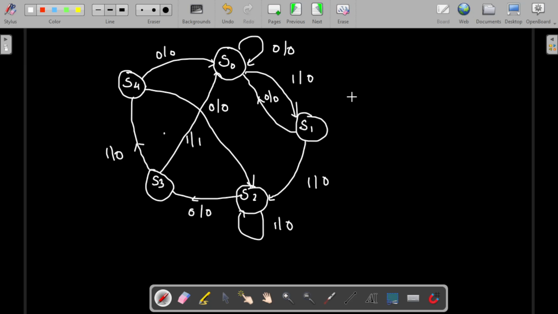I hope you got a good understanding of how we can do a sequence detector, overlapping or non-overlapping. I'm leaving it here, so please try this yourselves. This has not ended here; I have just drawn the FSM, the finite state machine diagram only. State machines only we have done.